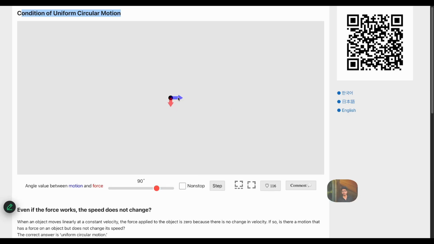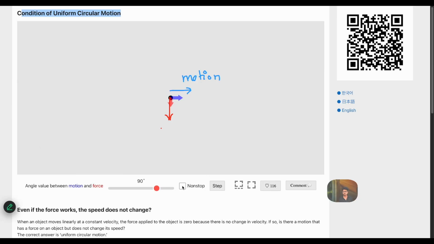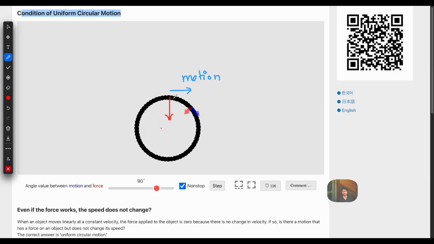Now you have the motion direction, and this is the force direction. This is a very interesting case. The force you are applying is always 90 degrees to the motion. Let's click on this and look at it carefully. What is the angle between them? The red arrow is the force acting toward the center. By the way, we call it centripetal force. We will come to that point.